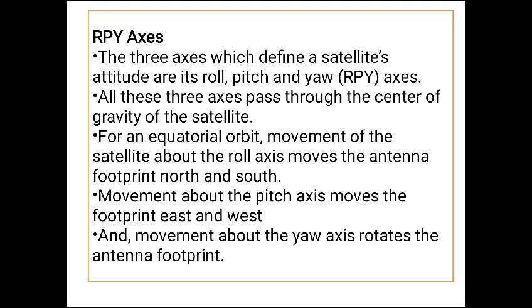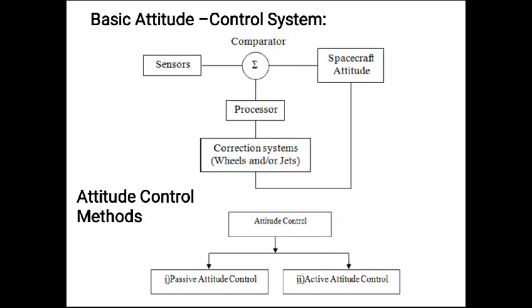For an equatorial orbit, movement of the satellite about the roll axis moves the antenna footprint north and south. Movement about the pitch axis moves the footprint east and west. And movement about the yaw axis rotates the antenna footprint. The basic attitude control system will have a sensor, spacecraft attitude, processor and control system.